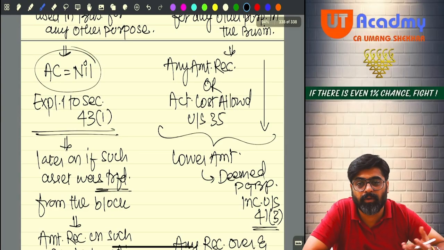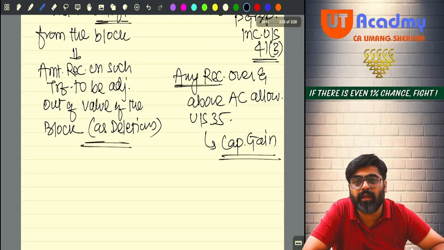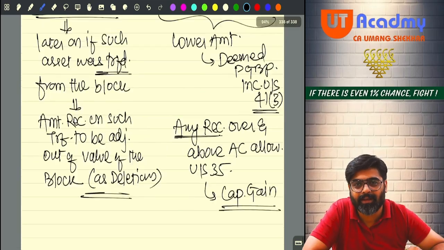3 lakhs, that will be your deemed PGBP. No capital gain will arise. Why? Because recovery is not more than the cost allowed. Getting my point? Next one.